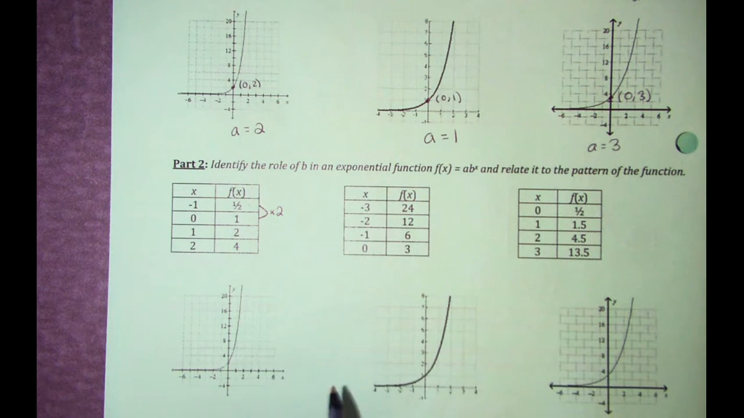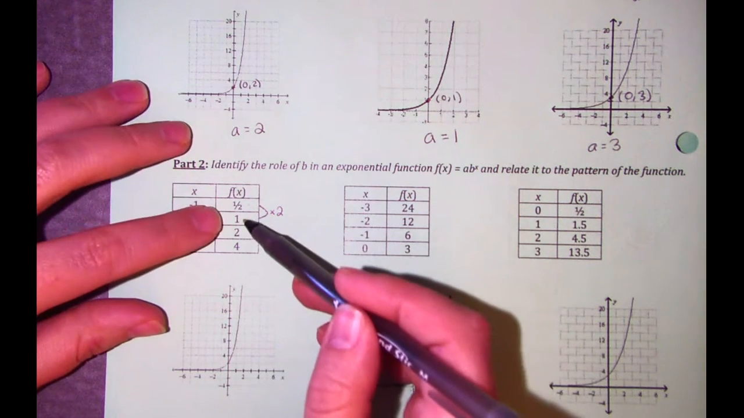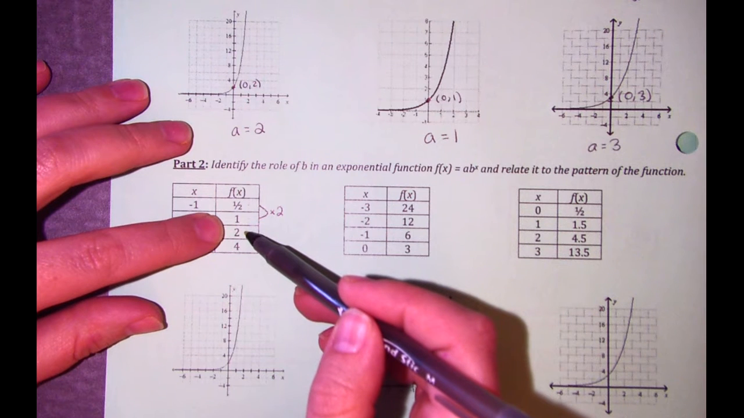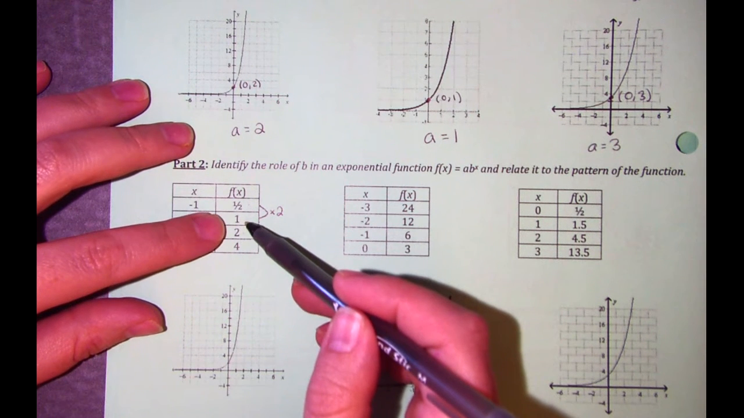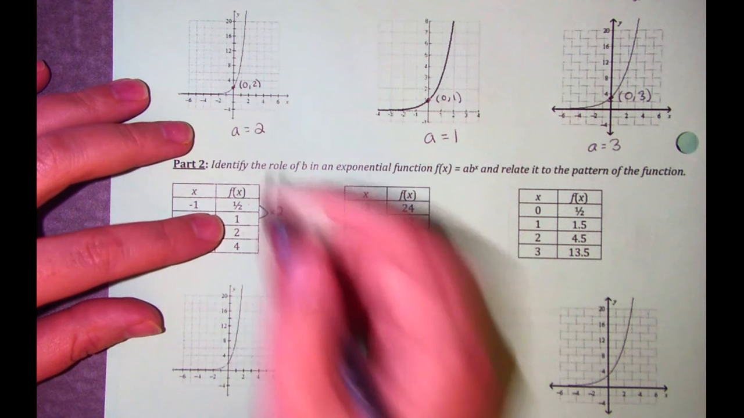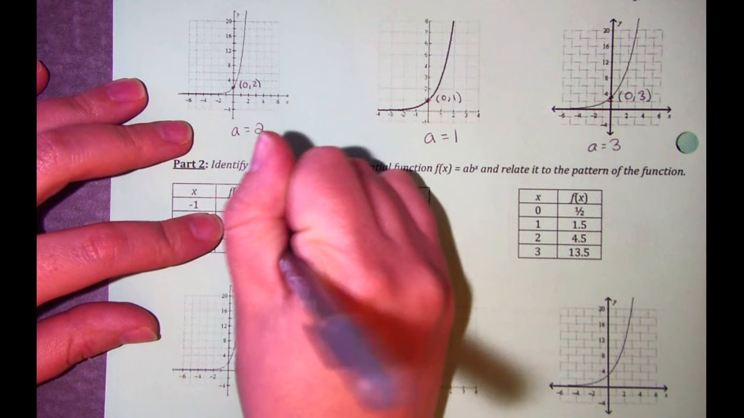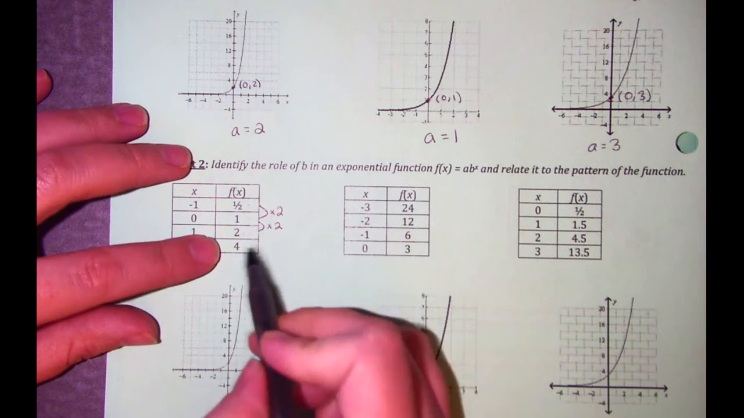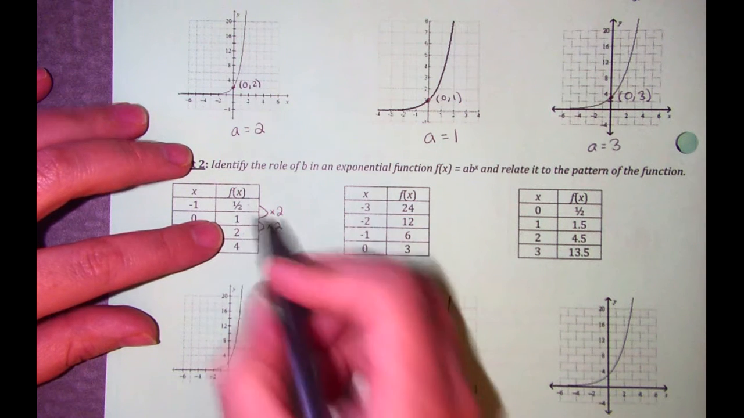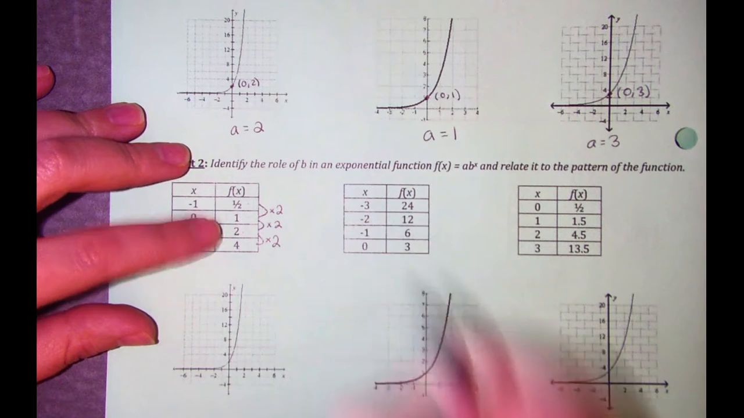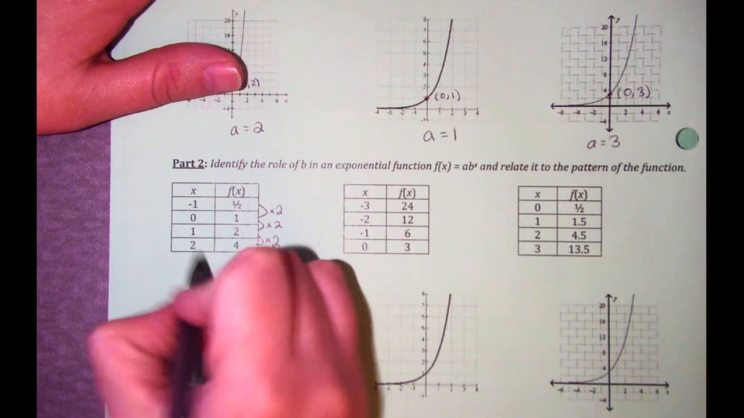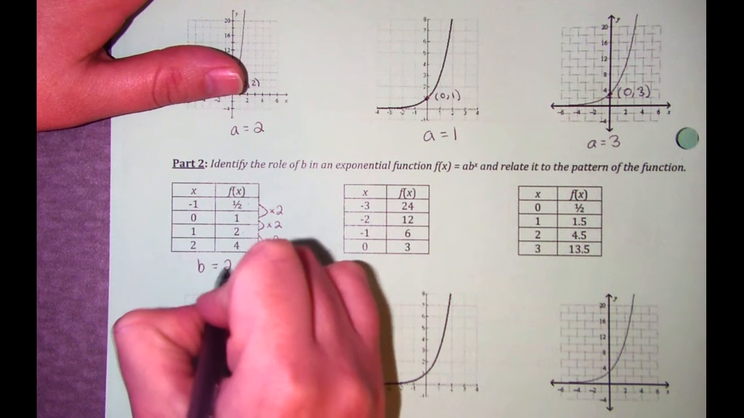If you are not able to look at this and see that, well, 1 times 2 gives you 2, you can take the one below divided by the one above, and 2 divided by 1 gives you 2. So there's a multiplier of 2 right there. And then 4 divided by 2 is also 2, so a multiplier of 2. And that means that in this function right here, b is 2.